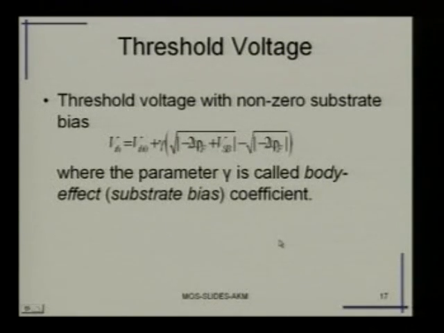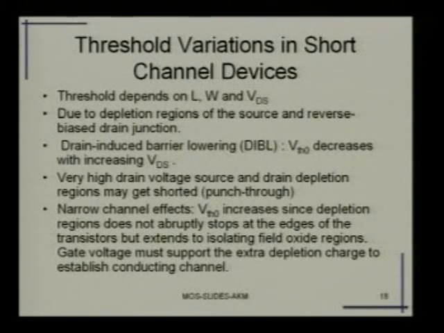This is a typical equation used for threshold voltage. So the threshold voltage again is not a constant. It can be controlled by application of a bias between the source and the substrate. Now, the threshold voltage variation: threshold voltage depends on the length of the channel, the width of the channel, and VDS, due to the depletion regions of the source and the reverse-biased drain junction, because if you remember, the source and the drain also form p-n junctions, so some depletion takes place there.